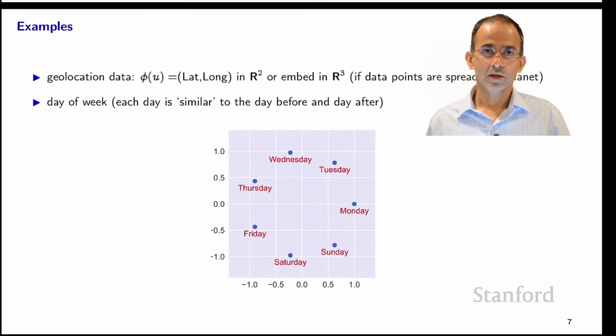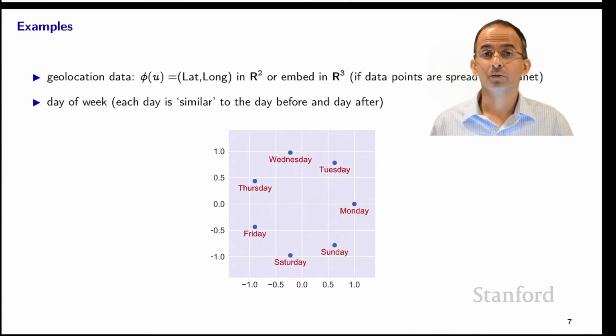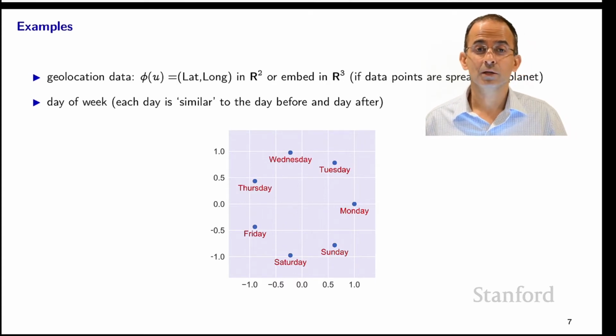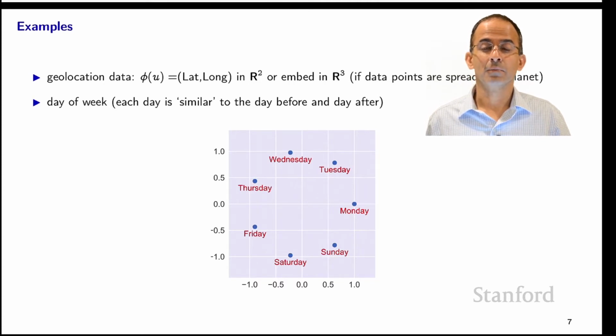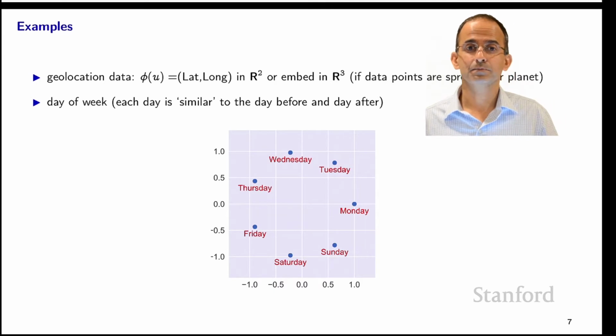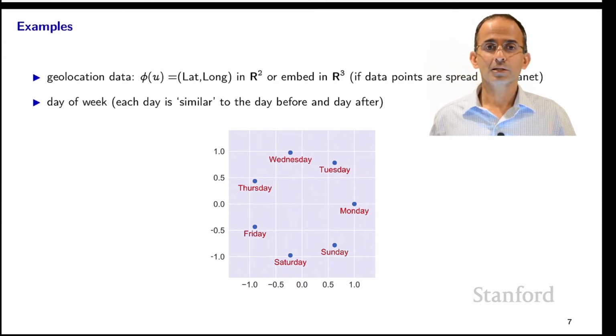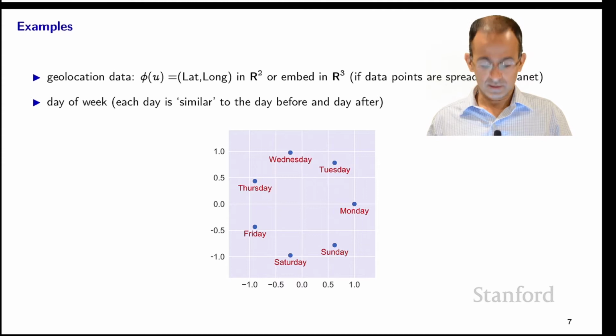Here's another example, the day of the week. So we have Monday, Tuesday, Wednesday, Thursday, Friday, Saturday, Sunday. We could just label them 1 through 7, and that would be an embedding. That would embed the day of the week into a one-dimensional vector space. Also on this slide we see a two-dimensional vector space.